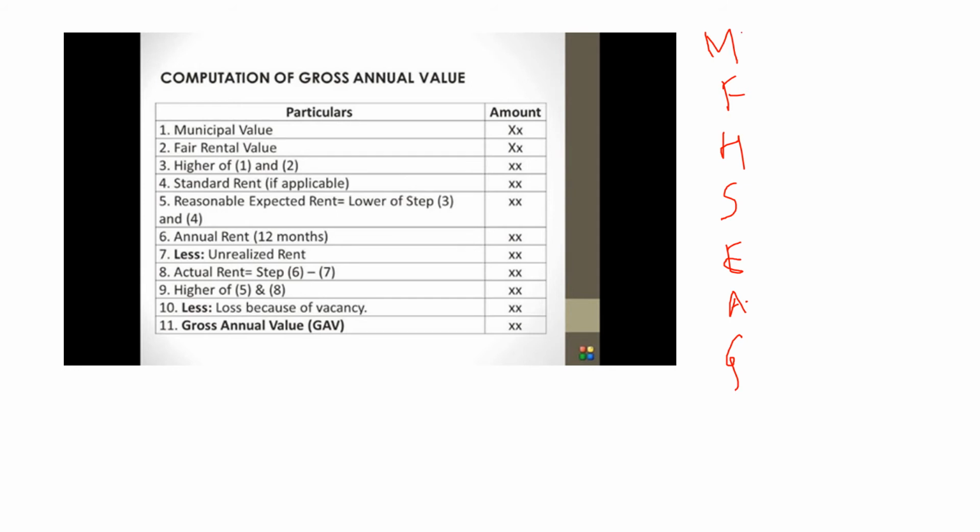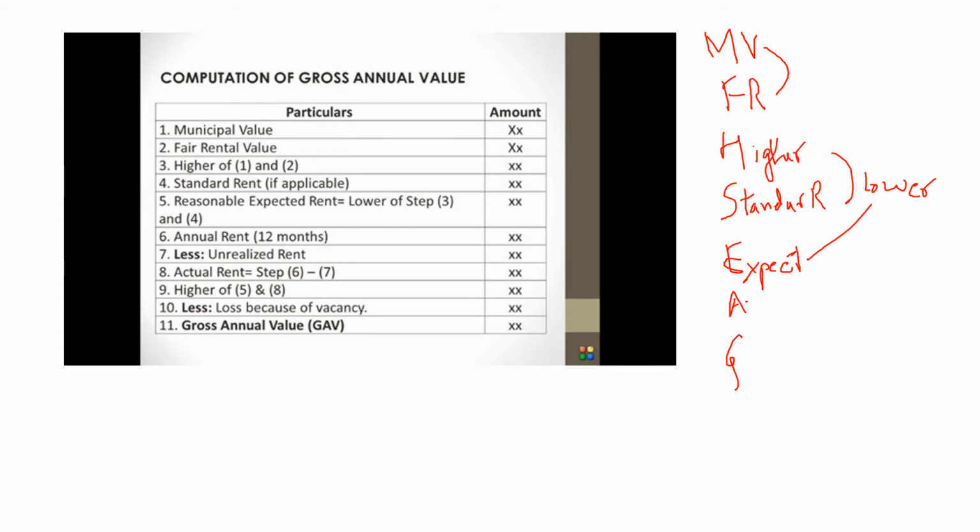That means the municipal value and the fair rent, of these we will be taking the higher amount. Then we will be taking the standard rent, and from the higher value and the standard rent, we will be taking the lower value. The lower value will be taken as the expected rent. Yes, this will be the expected rent.